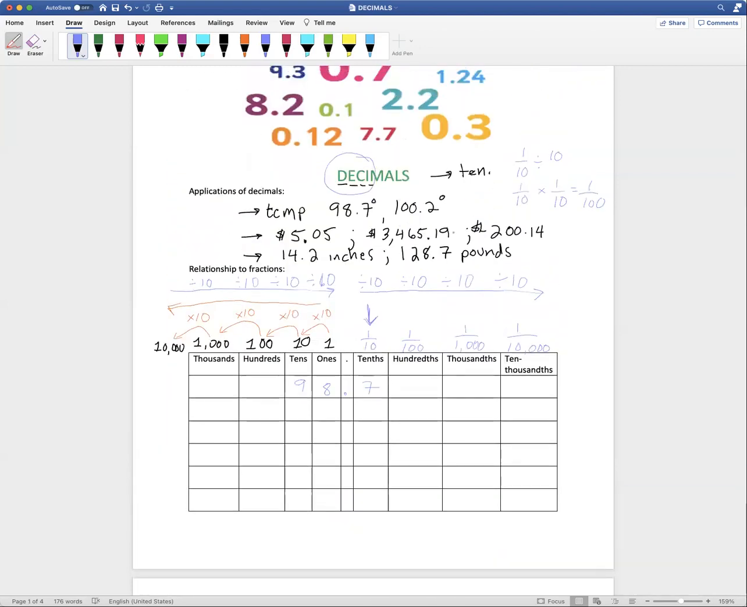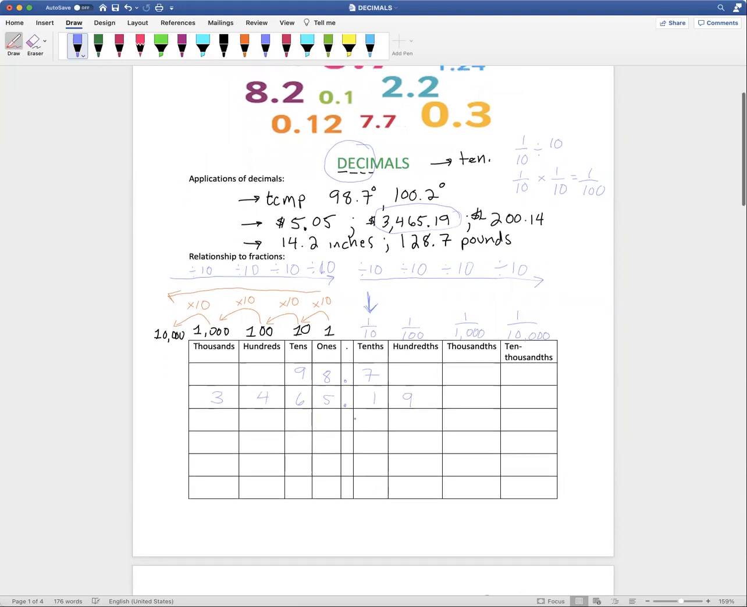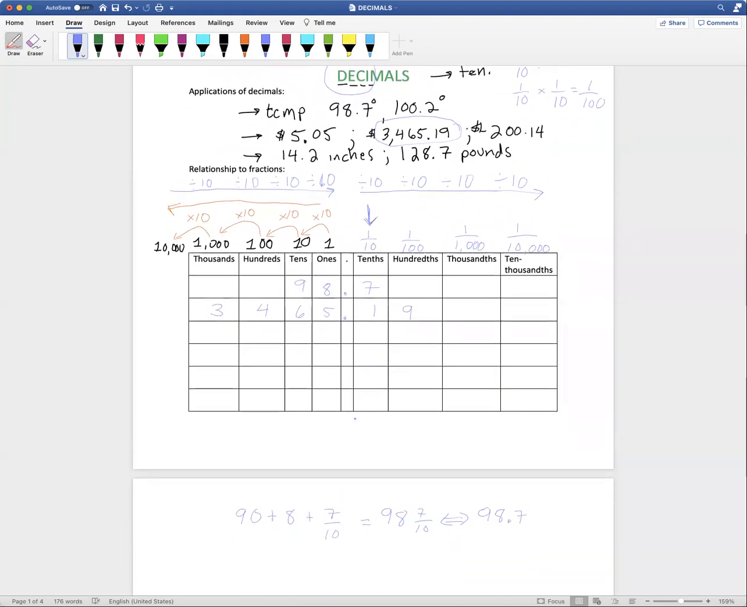What if we have this money in our bank account? $3,465.19. Well, what does that number look like as a fraction? Well, let's think about this. I'm going to look at it first in expanded form, and then we'll put it in fractional form. We have 3 thousands. We have 4 hundreds. We have 6 tens, 60, 6 tens. We have 5 ones.